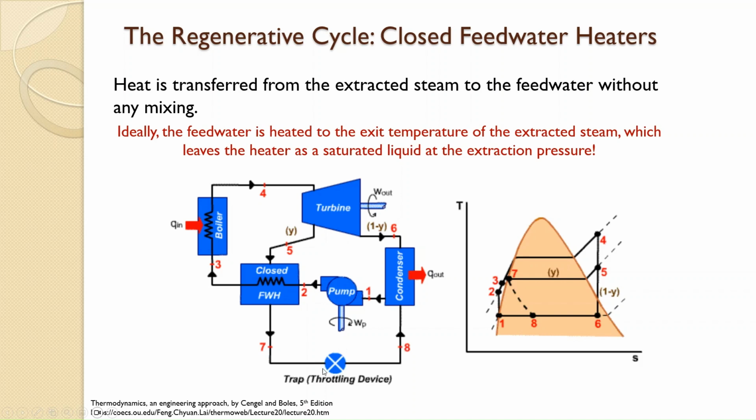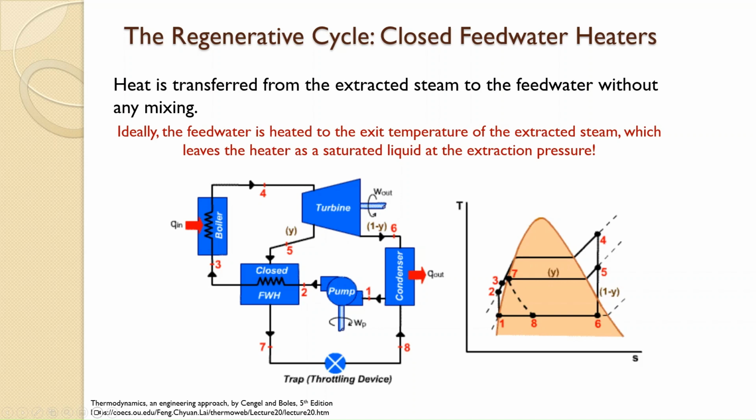Please note that here we need an extra piece of equipment, which could be a steam trap or a valve. What happens is that since the pressure of the extraction stream is higher than the condenser, we need to decrease this pressure. In order to do that, we use this steam trap or valve. And the process that occurs here is a throttling process.